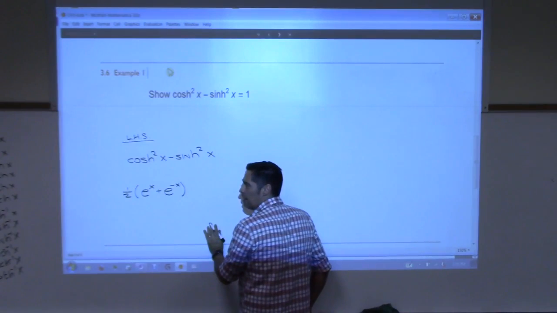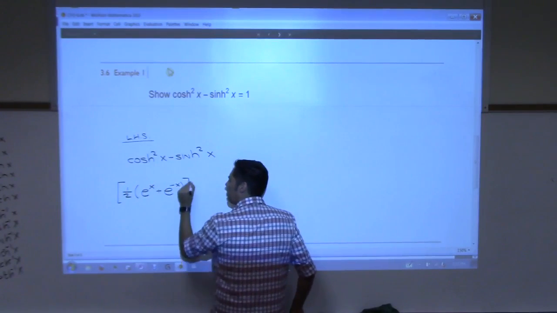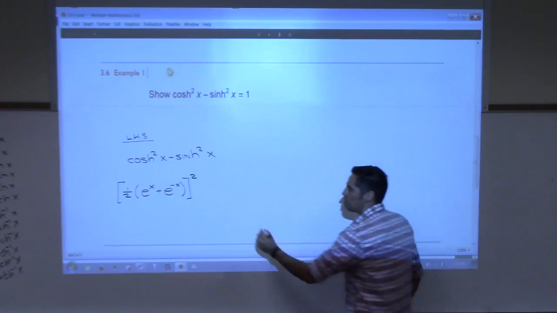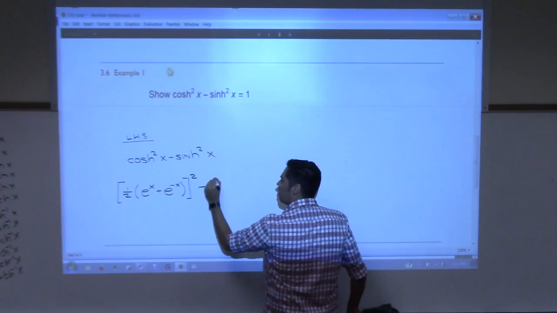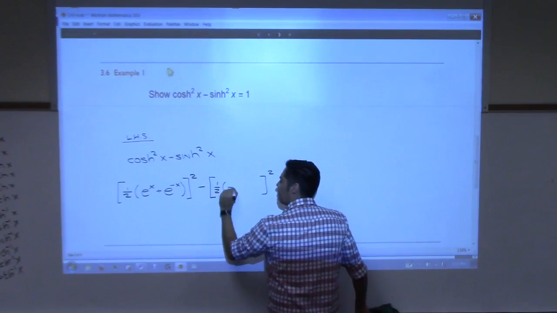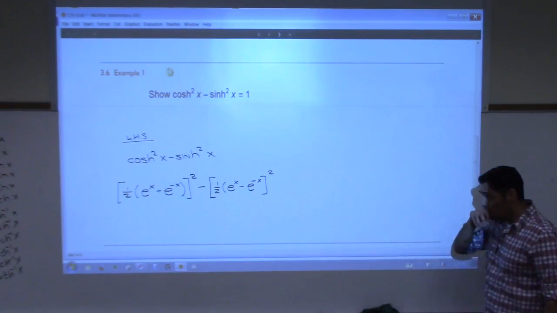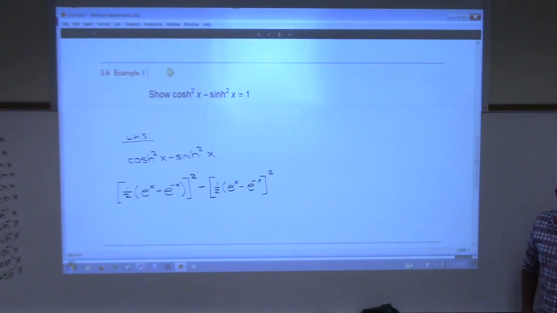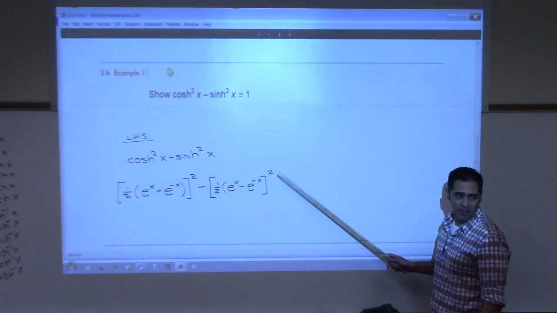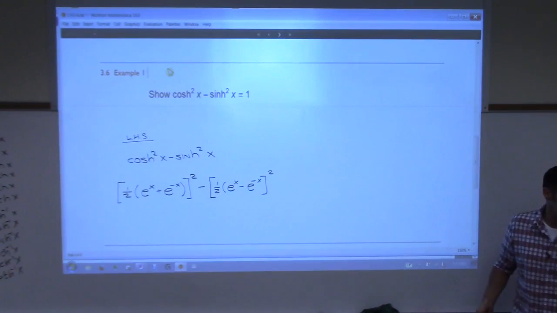That's cosine hyperbolic x, but I've got a square, so I'm going to put this in brackets. I could use parentheses, but I'm going to use brackets. Then I need to subtract from that this one squared, so I'll do another bracket here, and in here, 1/2 times e to the x minus e to the negative x. I can do something with the 1/2s, but not until I take care of the squaring that's happening to them, because this square applies to the whole thing. So you have to square the 1/2 first.